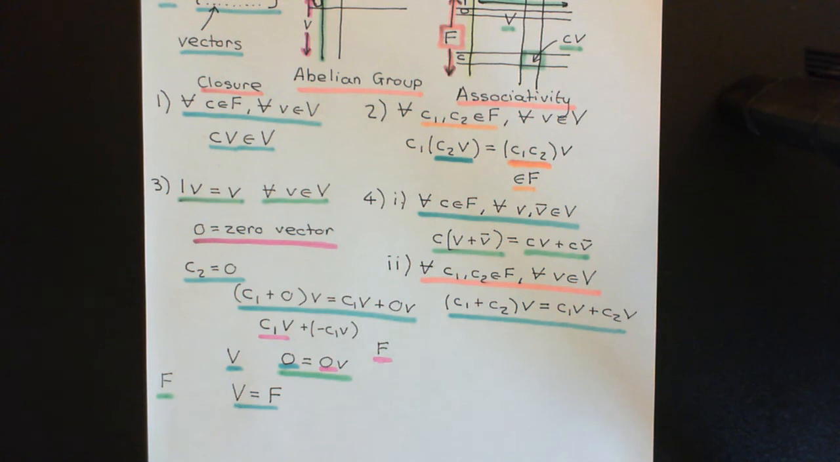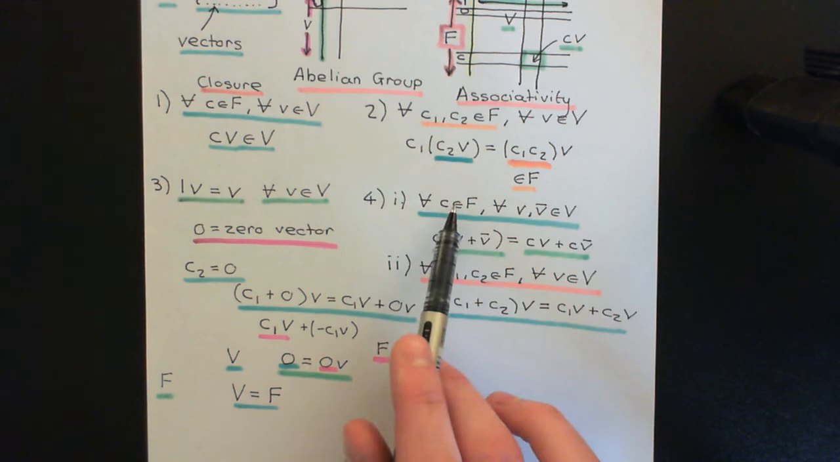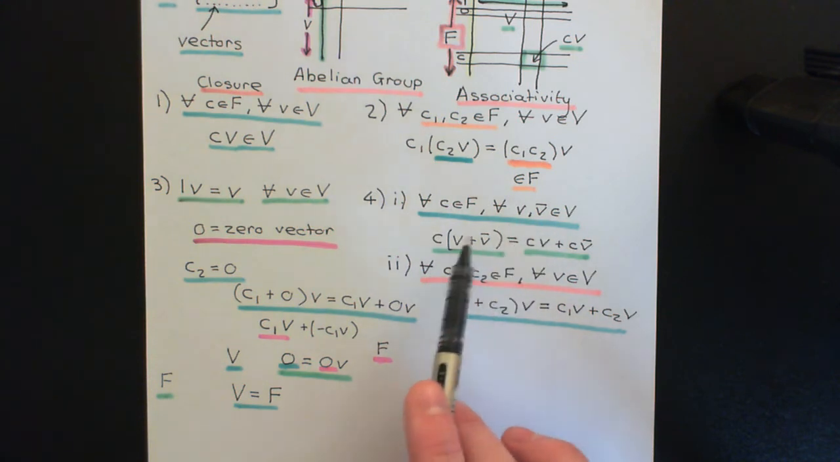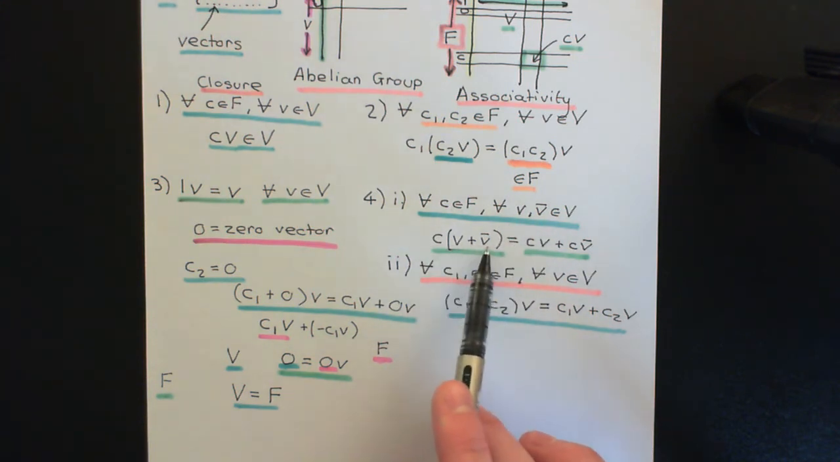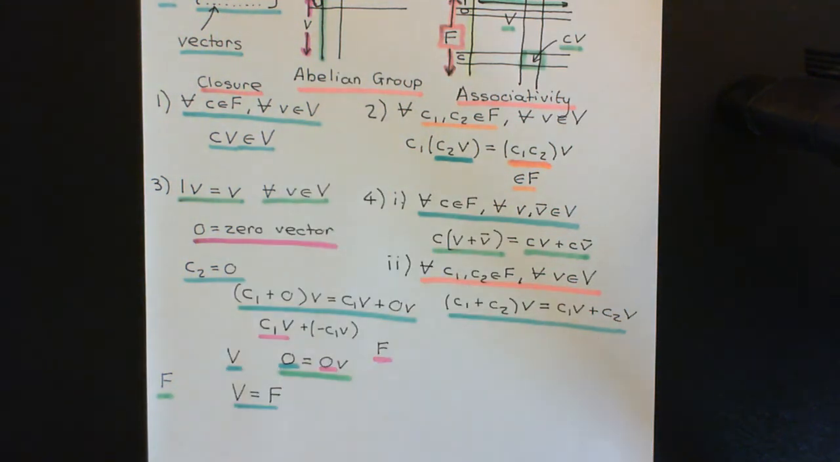And then axiom number 4 here, the two distributivities. Okay, so this one first. So c will be an element of the field, and v bar will be elements of the field. So here addition will be within the field, because we said that the addition we were going to use as our vector addition was just going to be addition in the field. So this is effectively just equivalent to saying that multiplication over the field distributes over addition in the field. Okay, so indeed that is true.